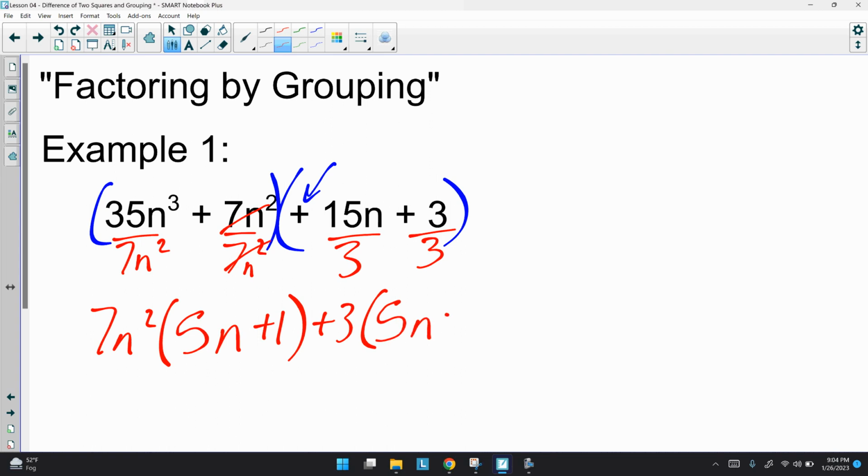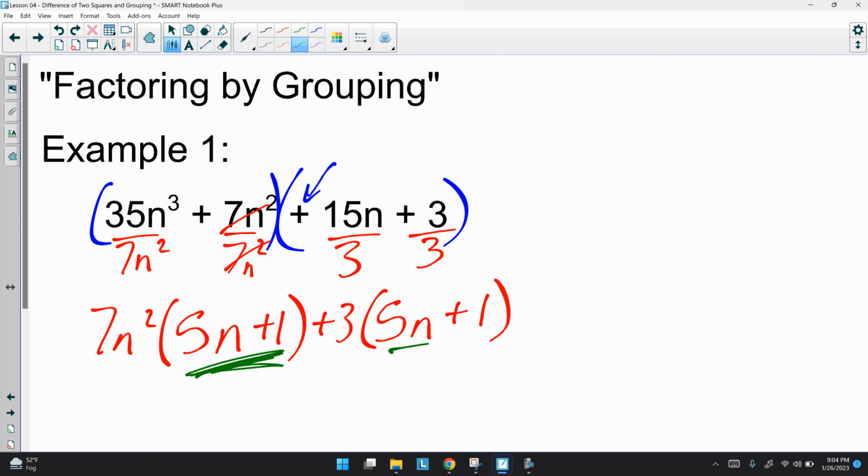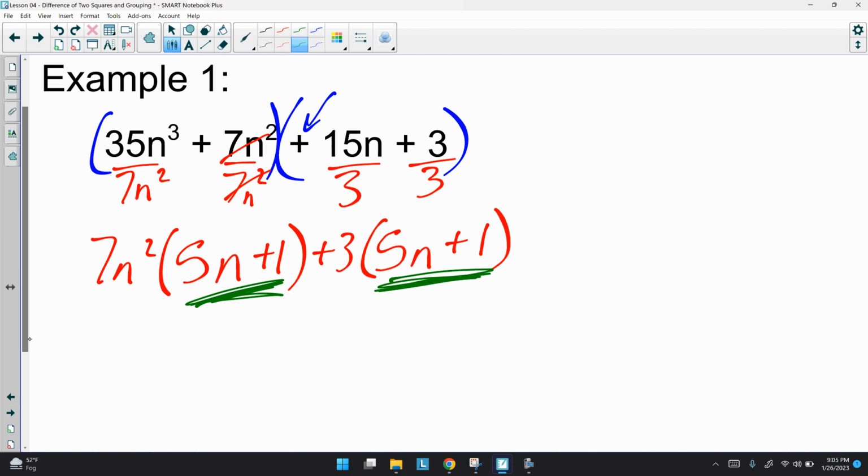And in class we discussed, whoops, let me pick green or something. These parentheses need to be the exact same thing, because it's like we're doing distributive property in reverse. This does check out. They are the same.